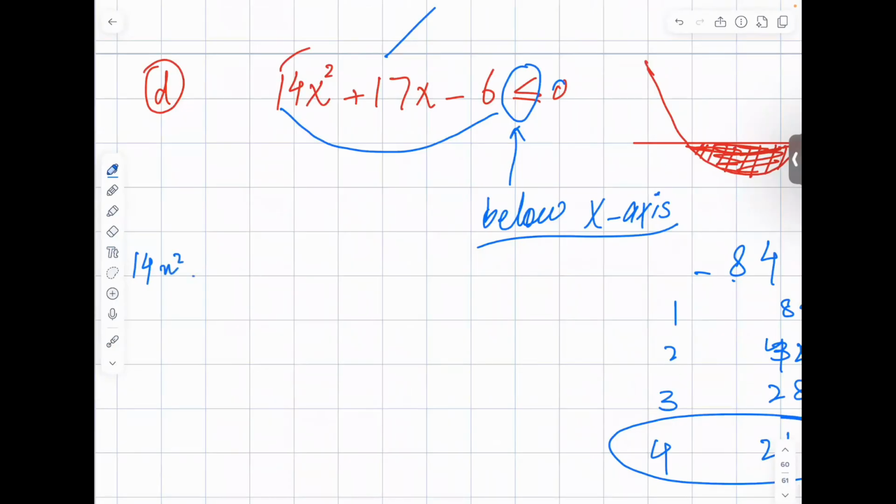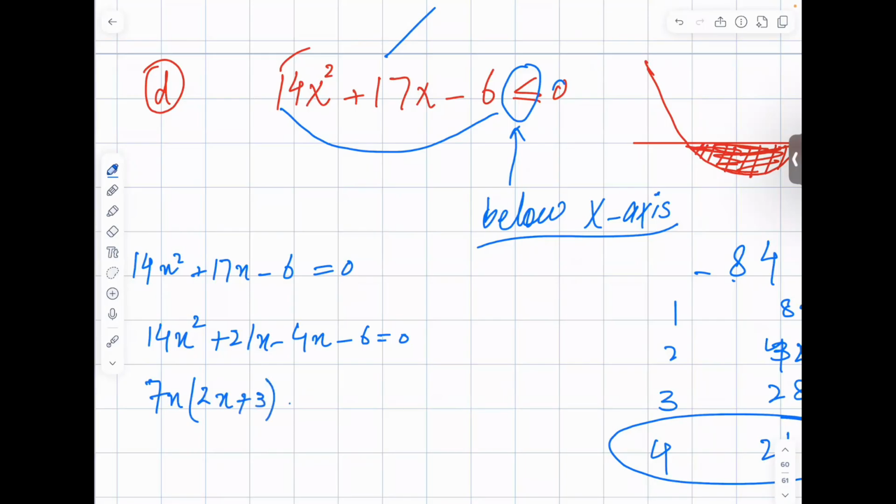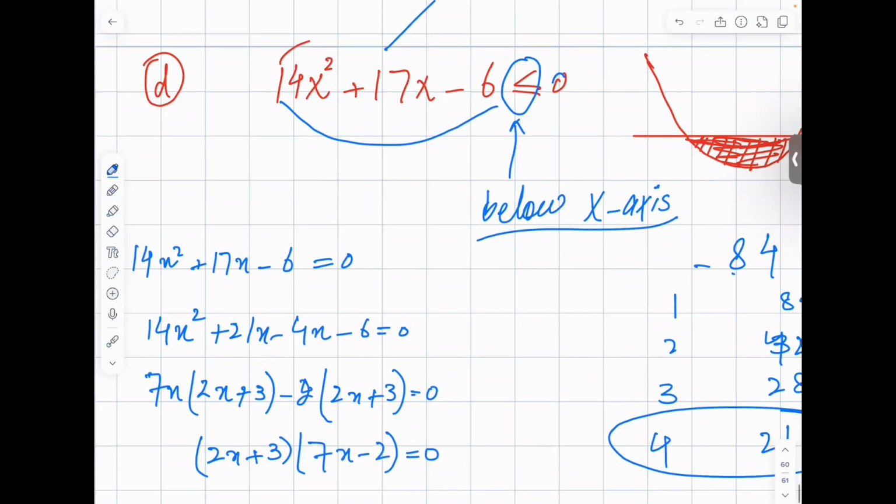14x square plus 17x minus 6, and we take its corresponding equation. So that is 14x square plus 21x minus 4x minus 6. So that would be 7x, I guess. 7 twos are 14, 7 threes are 21, 2 twos are 4, 2 threes are 6. So that gives us 2x plus 3, 7x minus 2 is equal to 0.